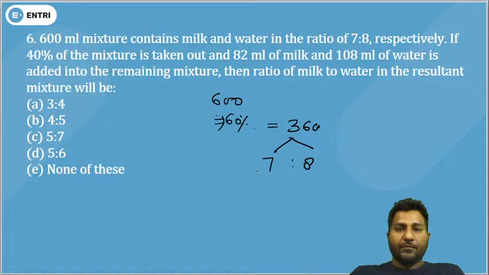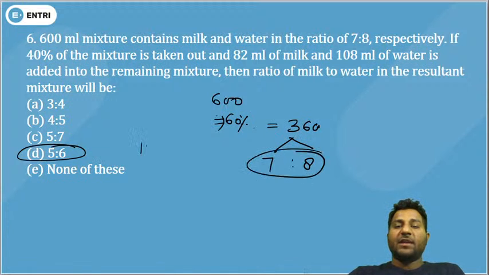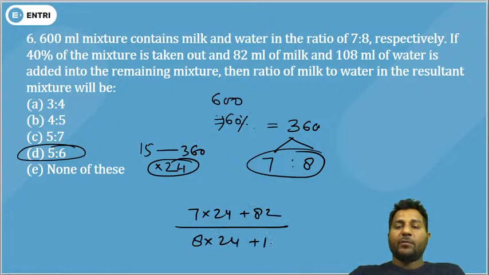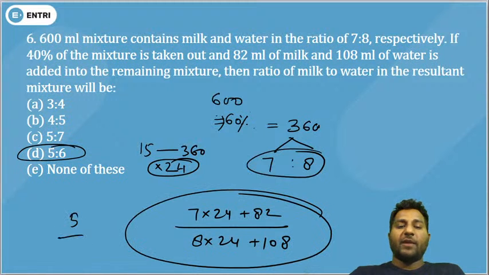Come on, tell me. Anyone? So add it. 5 by 6. Yes, 5 by 6 will be the correct answer. Because look at this, if you take the value 15 equals 360, 15 2s are 30 and 15 4s are 60. So 7 into 24 must be added with 82 and 8 into 24 must be added with 108. When you solve this value, you will be getting 5 by 6. So option D is the correct one.